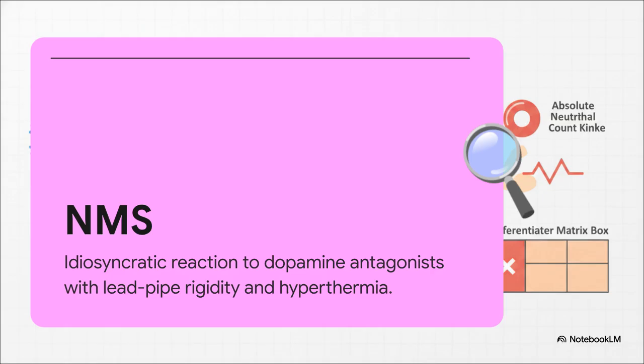How do you spot it? It is defined by pathognomonic lead pipe muscle rigidity. The muscles are basically locked solid. You'll also see profoundly elevated creatine kinase levels, severe autonomic instability, and extreme hyperthermia. Your next best step: stop the antipsychotic immediately, initiate aggressive cooling, and administer your antidotes, dantrolene or bromocriptine.